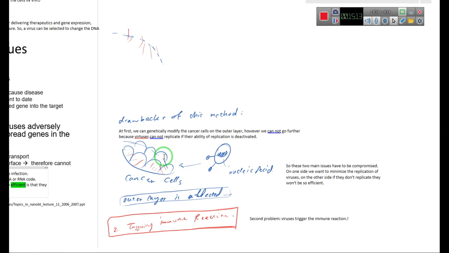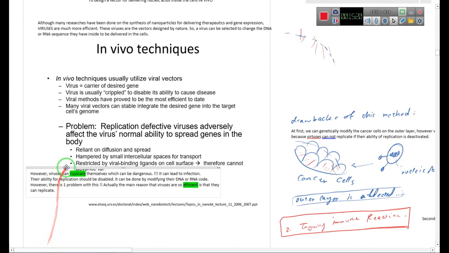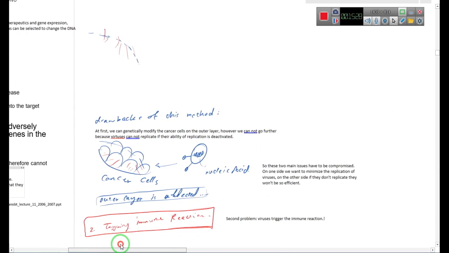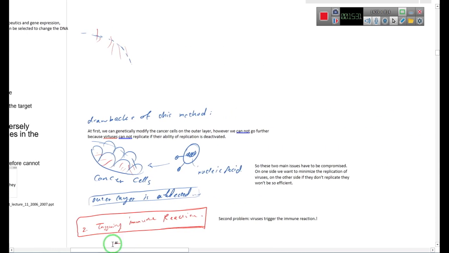Well, so we have to disable their ability for replication. Okay, we have to hamper this ability for replication in order to avoid the strong immune response of the body. Well, if we do this, there is one problem with disabling or deactivating the replication ability of the viruses.